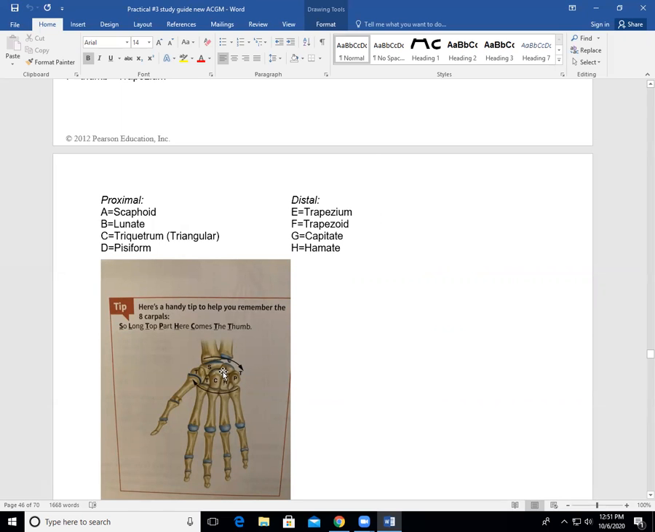Here's the way, in your lab manual, they say so long top part, here comes the thumb. Okay. But again, you're starting out on the thumb side, so long top part, and part of it is the T and the P, like the P kind of comes over the T. So just kind of keep that in mind.